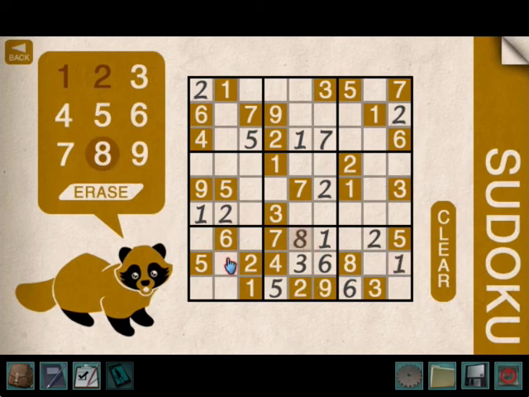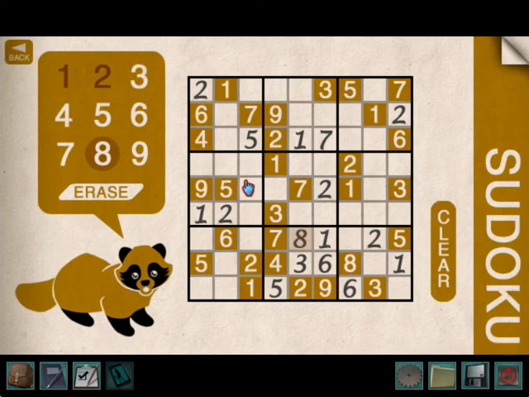Let's see, are there any almost done ones? This one's missing a 9 and a 7. That doesn't really help. Let's see what we got here. There's really not many other squares that are almost done, so... yeah.